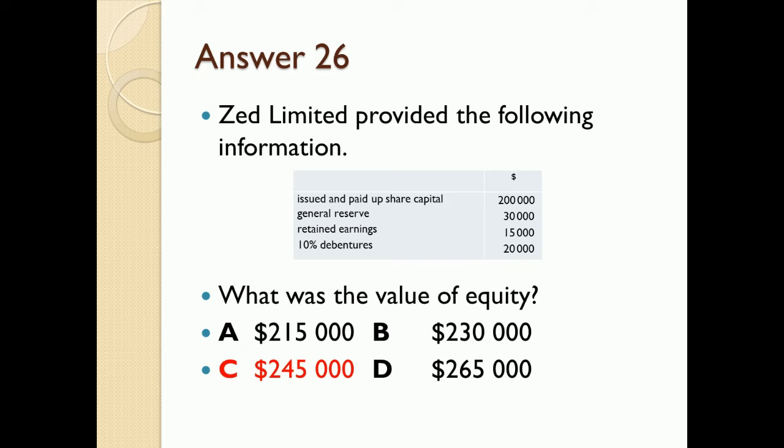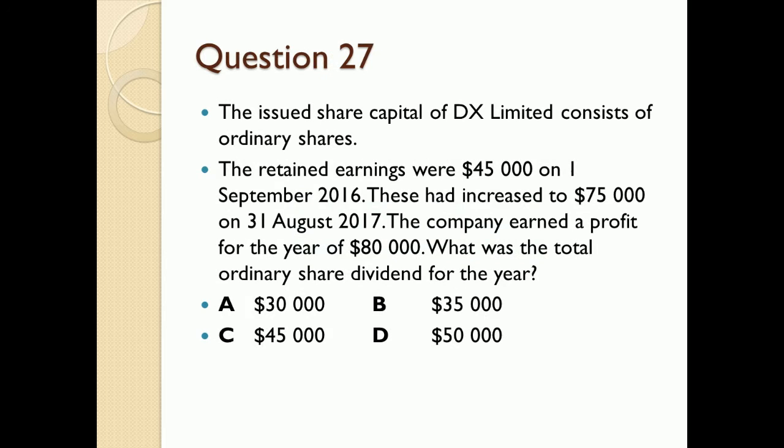So here is your answer: you have to add 200,000 plus general reserve, because it's also part of your profit, and retained profit, that is 15,000. Altogether they will become 245,000. C is the option.